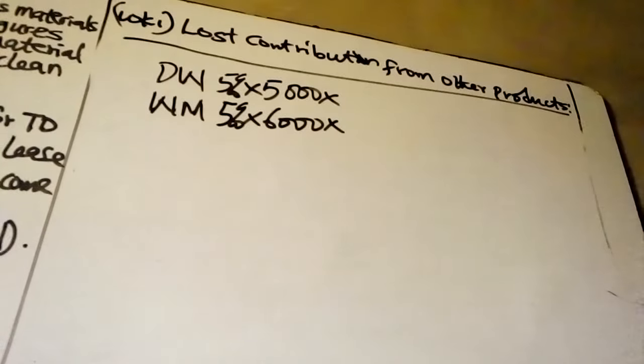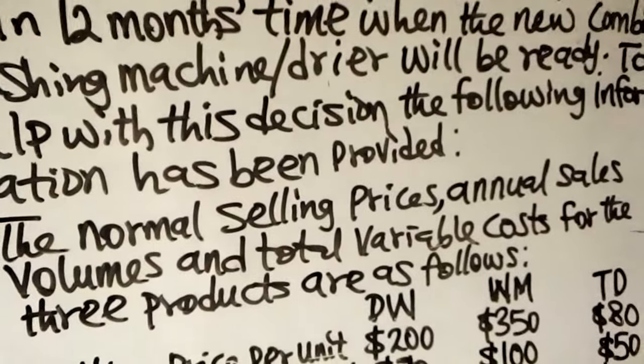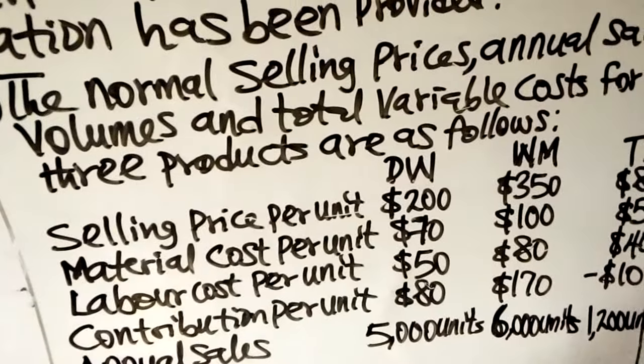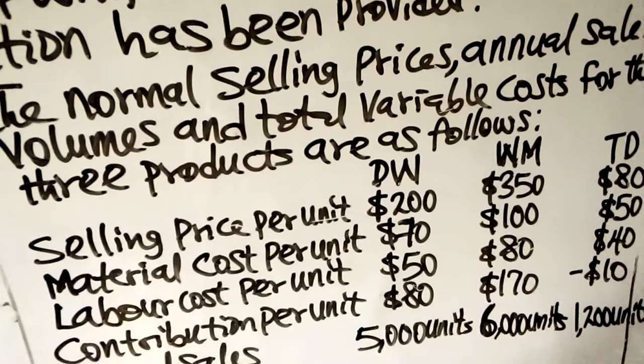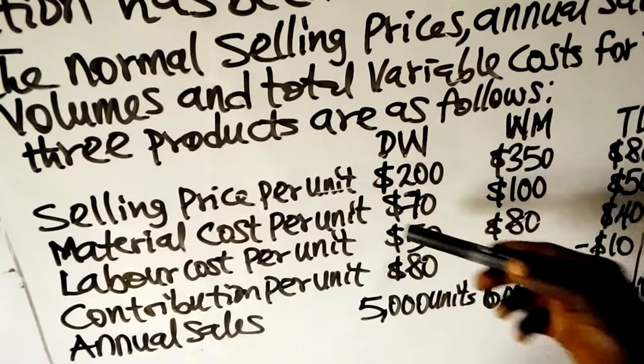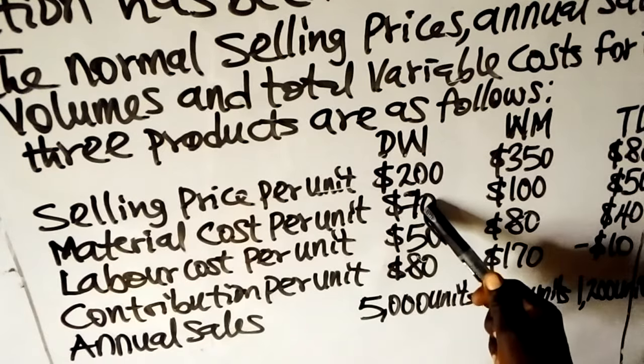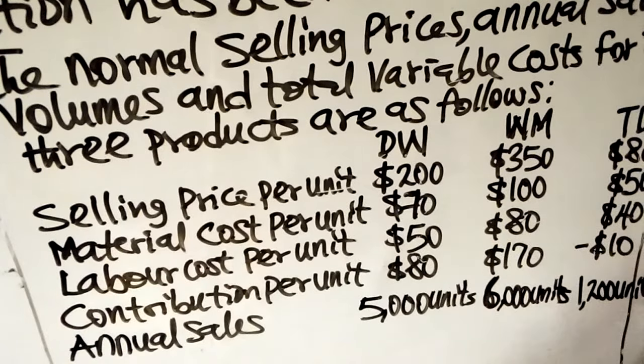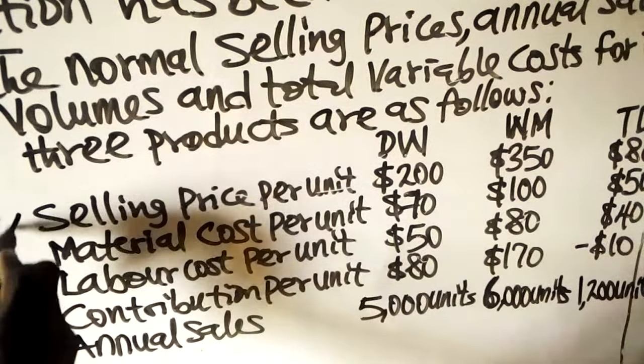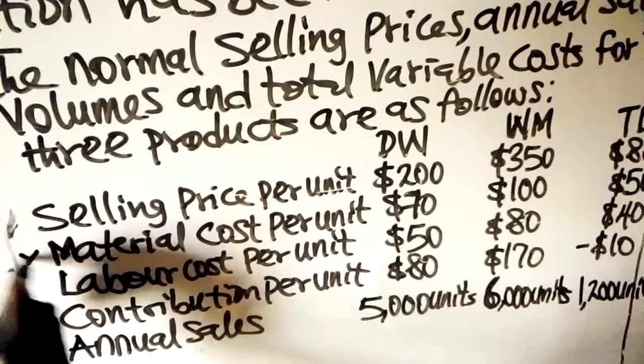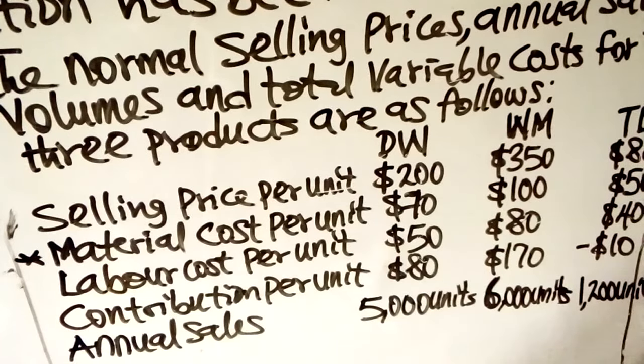Remember, contribution is sales less variable cost. Ordinarily, our contribution will be selling price minus materials minus labor. Ordinarily, contribution ought to be 80 naira per unit that will be lost. But I'm going to exclude material. The reason is that you were told that Stay Clean operates a just-in-time policy, and also all material costs will be saved.